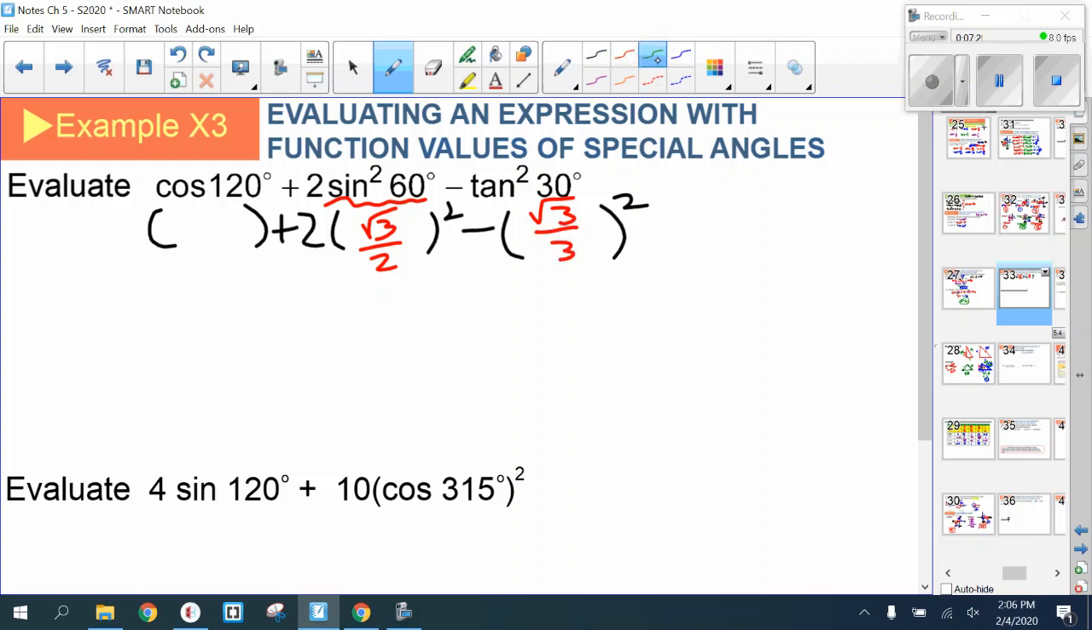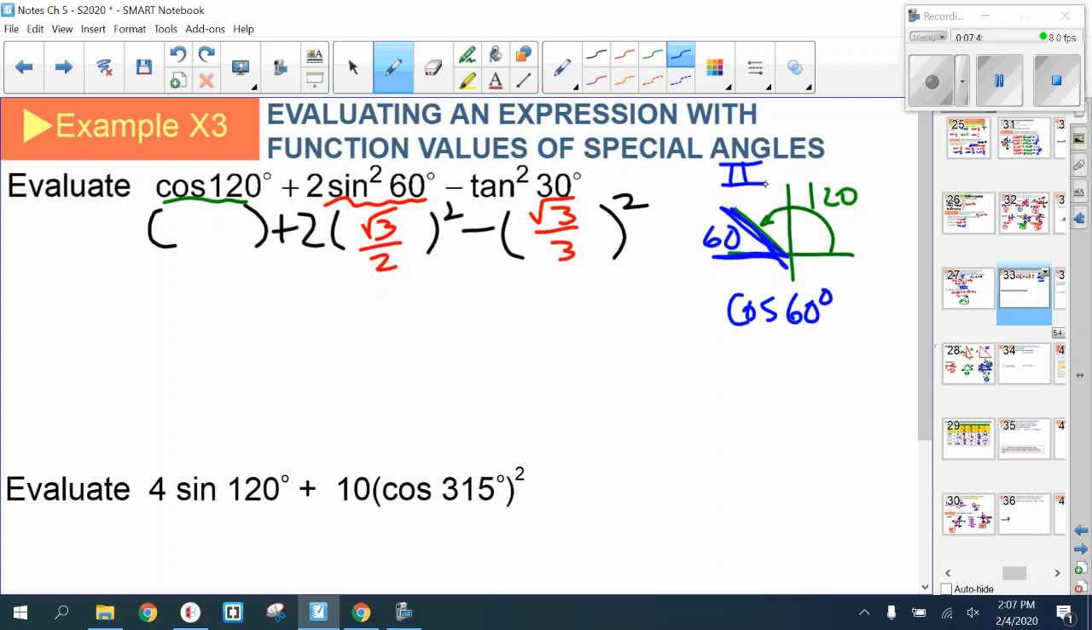120 wasn't in the chart, so that's why I'm going to have to do the reference angle on that one. Reference angle, 120 puts me over here in the second quadrant. 120 is 60 away from 180, so basically I want to do a cosine 60. But wait a minute, what do we know about cosine in the second quadrant? It's negative. So negative cosine 60, that's negative 1/2. And that's what's going to go right there.